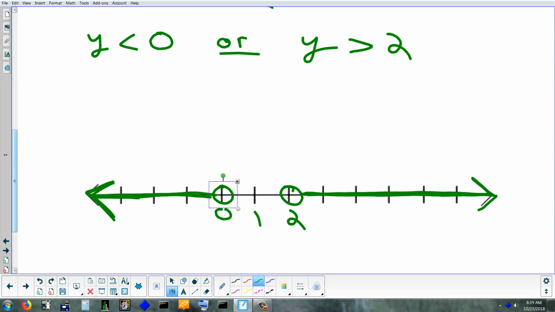Anything that's in this section right here, the section that we didn't shade in, that's not a solution. Okay. All right. Any question on that one?